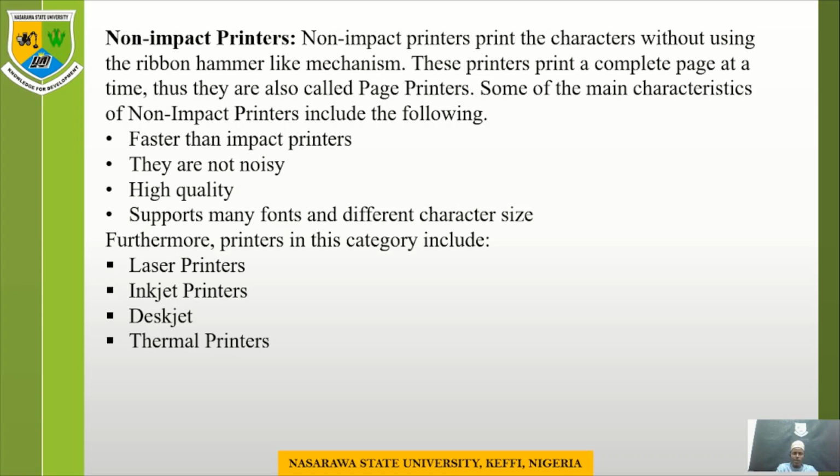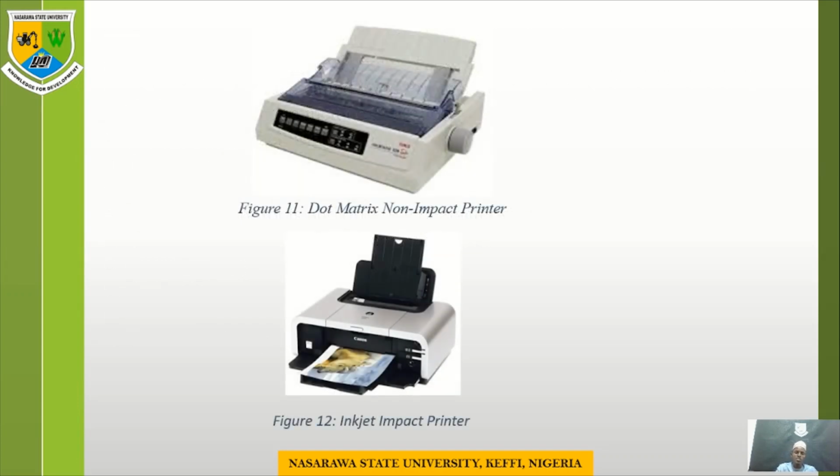Examples of non-impact printers we have are the laser printer, inkjet, DeskJet, and thermal printers. These are the 4 types of non-impact printers. You can see examples of them here, the dot matrix and the inkjet printer.